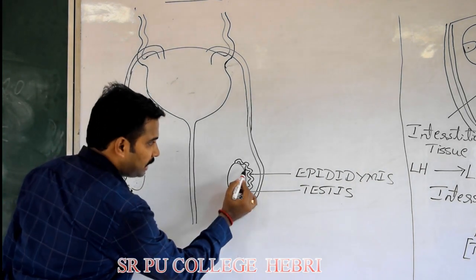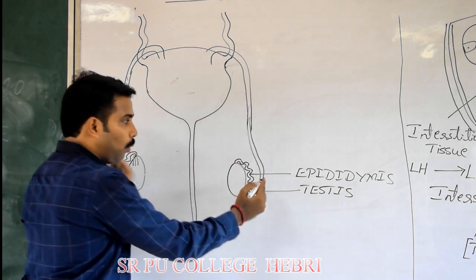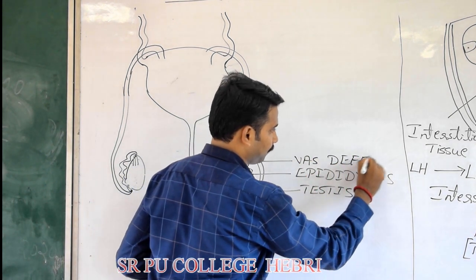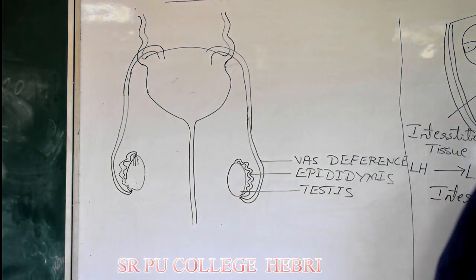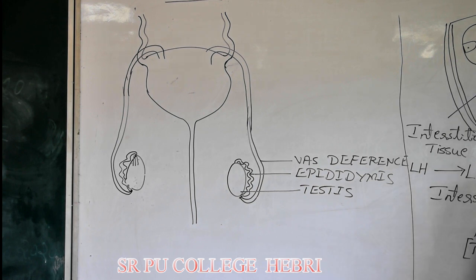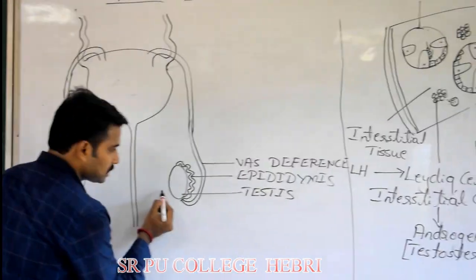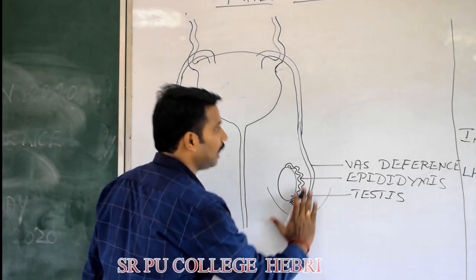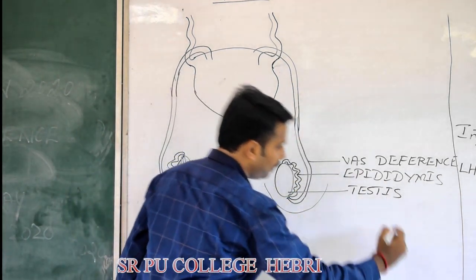Okay, now the epididymis leads to a 40 centimeter long tube. What is that called? Vas deferens. Okay, vas deferens, also called ductus deferens. Now this vas deferens arises in the scrotum. Right now it will ascend or descend? It will ascend to the male's abdominal cavity.